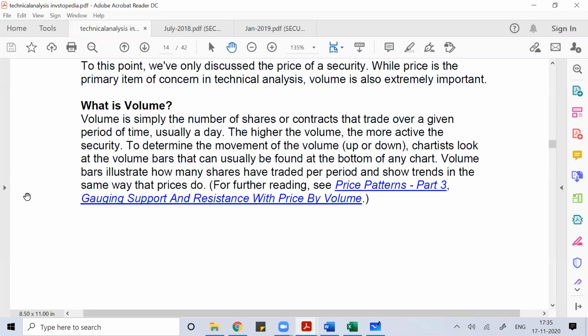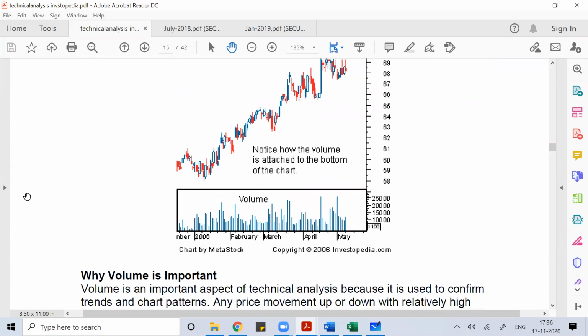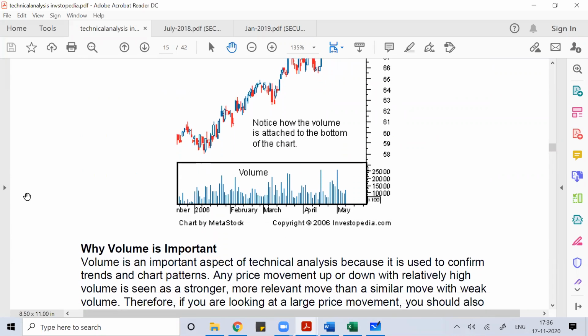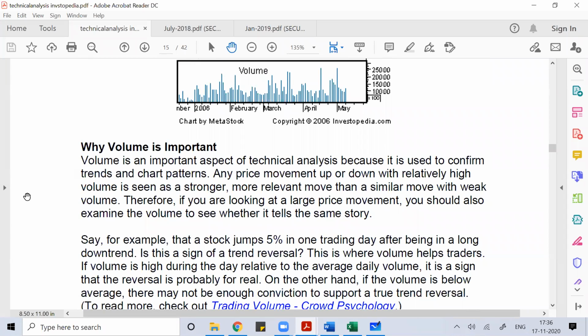As an indicator user or as a chartist, you need to look into the volume also. You can see here, the earlier diagram was only price. Here you can observe the volume also with price. Volume is a very important aspect of technical analysis because it is used to confirm the trend and the chart pattern. Any price movement going up or going down with relatively high volume is seen as a stronger, more relevant move than a similar move with weaker volume.